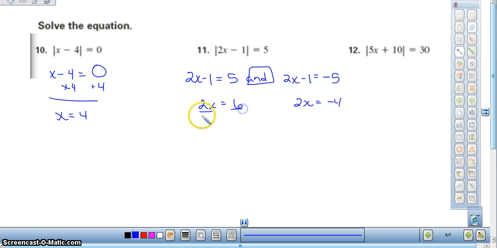Then we're going to be dividing by 2 because of our division property of equality. And our two solutions are x equals 3 and x is equal to negative 2.